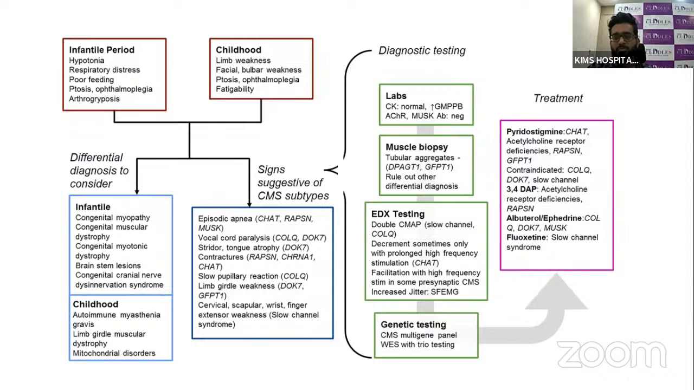So these are the 3 syndromes wherein administration of pyridostigmine can actually worsen the clinical phenotype, or the respiratory paralysis even gets worse. So COL-Q, DOK7, and slow channel. Apart from this, if you're suspecting anything else, you can give a trial of pyridostigmine. There will be improvement. So in conditions where pyridostigmine is not indicated, that is COL-Q, DOK7, slow channel, in this condition, you can try other agents like albuterol or ephedrine. So that is about CMS in short.